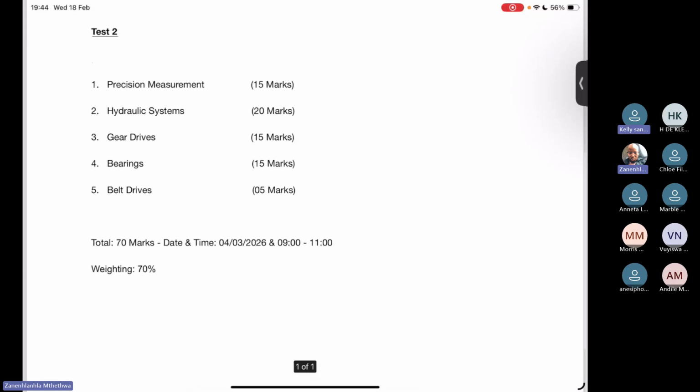Yes, we can see. Right. So here are the modules for test 2. Precision and hydraulics as per test 1, and then gear drives, bearings, and belt drives. But I will consider taking away belt drives. We'll discuss this on Tuesday next week during our session. Our session is on Tuesday, 6 p.m. So next week, Tuesday, when we have a session, we'll discuss the best way forward for all of us.